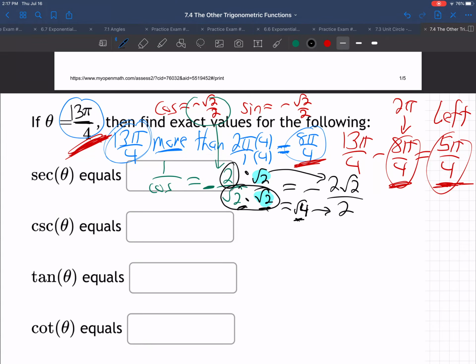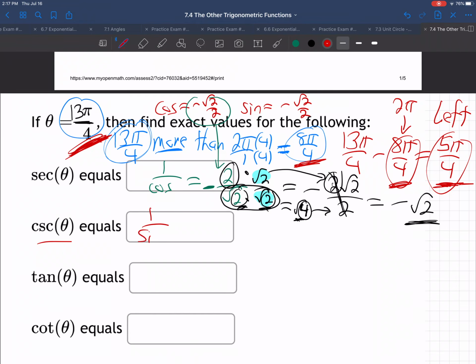See how this 2 was an outsider? So he stayed outside, whereas both these 2's are inside the root, so they multiplied together inside the root. Make square root of 4, which is just 2. And then these cancel, don't they? So when all is said and done, the secant is negative root 2. Let me make that negative a little more clear. There we go.